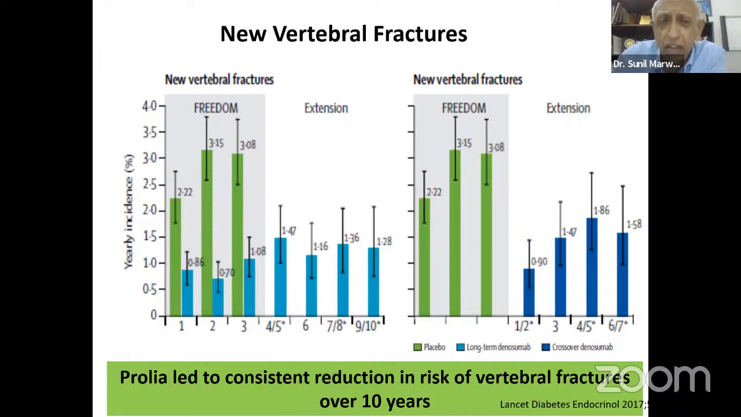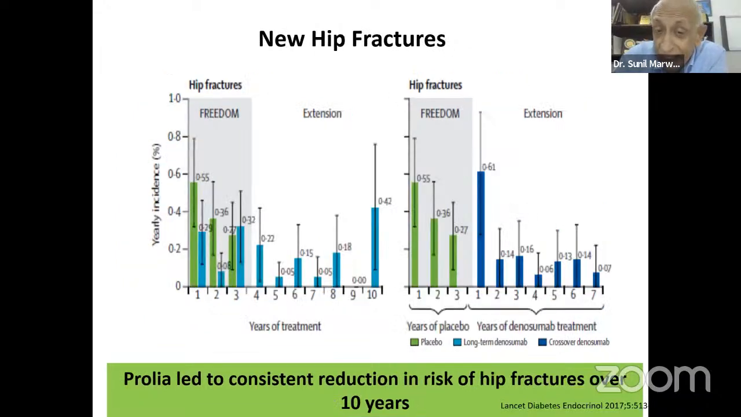The first study that started was the FREEDOM study, in which placebo and denosumab were used for the first 3 years, and it showed a consistent reduction of vertebral fractures. This study was extended to 10 years, and it showed that even at 10 years we are still reducing vertebral fractures. The best part was that the hips showed a similar decline. So both the vertebral and the hip fractures showed a decline even at 10 years, continuously.